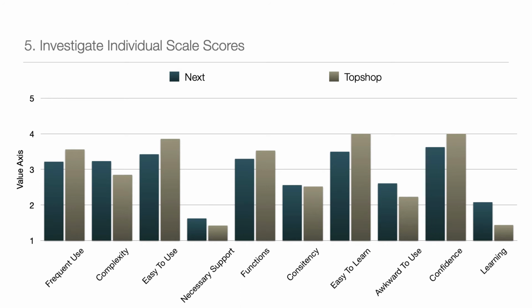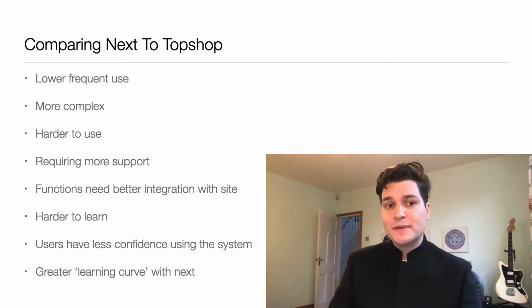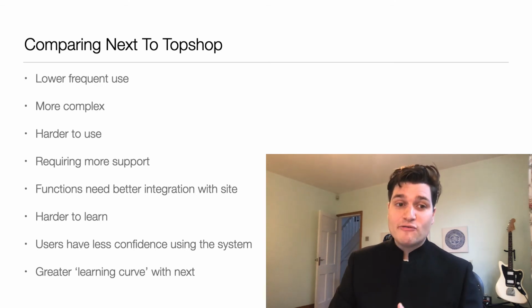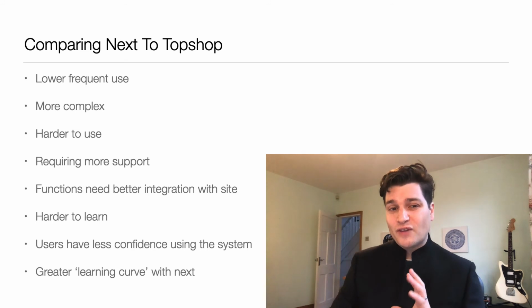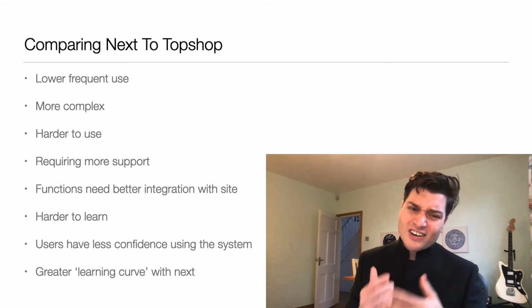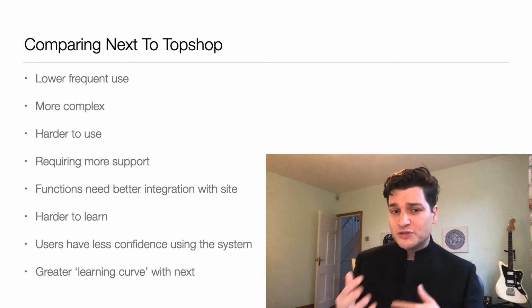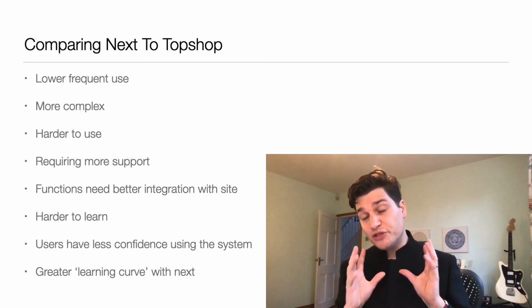These are the raw SUS scores. They haven't been converted into positives and negatives, so you've got to take it quite clearly. So, for example, frequency of use, higher is better, but complexity, lower is better. So we can see that Next is just not performing as well as Topshop on every level. So we can really come to these conclusions that people don't want to use it as much, the website is more complex, it's harder to use, it requires more support, the functions aren't very well integrated with the website, it's harder to learn, users don't feel confident using the system, and there's a greater learning curve with the Next website.